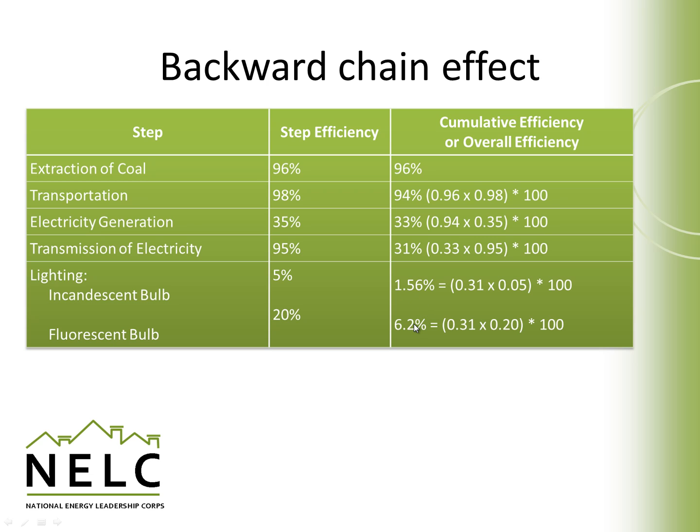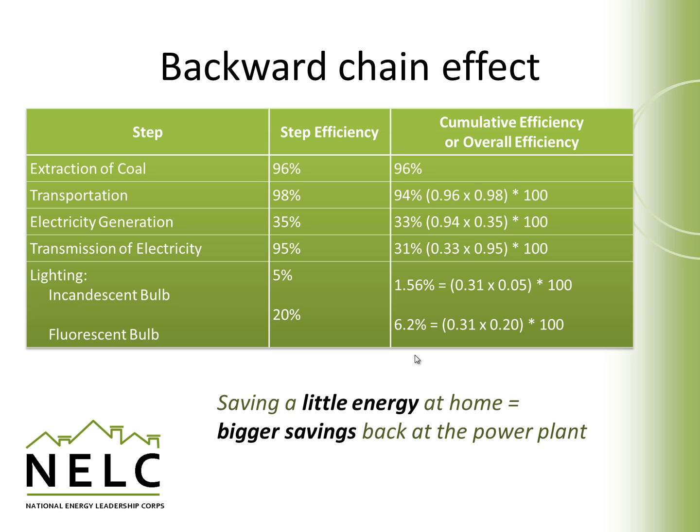And for a fluorescent bulb, which is a lot more efficient, it is still only 6.2% overall if you include all the energy used to produce that light, including the steps back at the mine where we got the coal in the first place. So if you do this calculation backwards, you can see that any small amount of electricity saved at the home translates back into larger levels of savings back at the power plant. So this is a very important concept to keep in mind when people say, well, what difference does it make if I change a light bulb or if I turn out the lights? Well, actually, back at the power plant, the savings at a house can mean a lot.